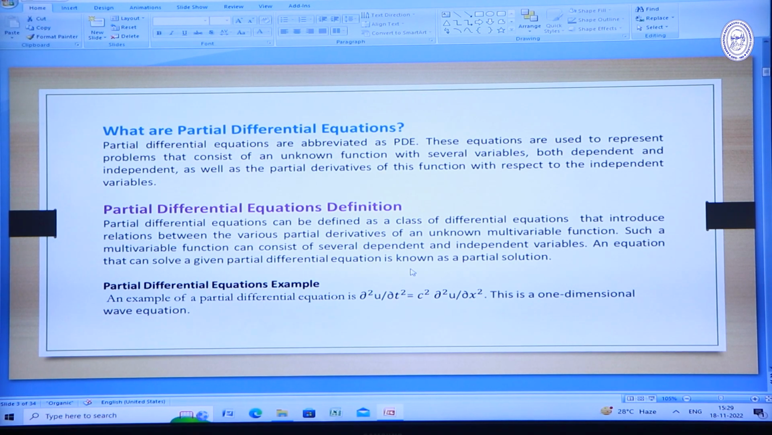Partial differential equation example. An example of a partial differential equation is del square u by del t square equal to c square del square u by del x square. This is the one dimensional wave equation.